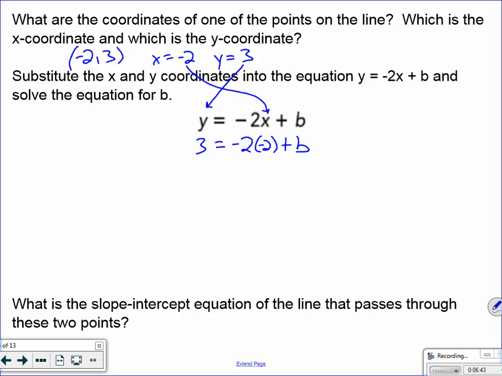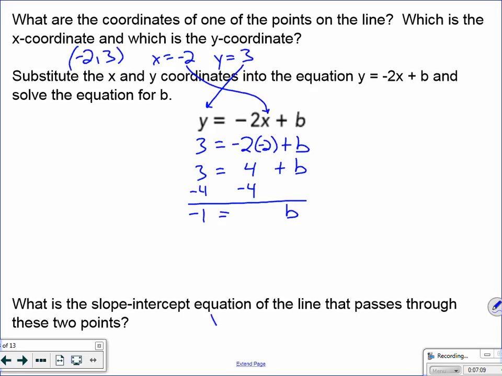So -2 times -2 is +4. So now to solve for b here, I just need to subtract this 4. 3 minus 4 is -1. There's my b. So now the equation, when I write the equation, I'm just substituting in the m and the b to write my equation.